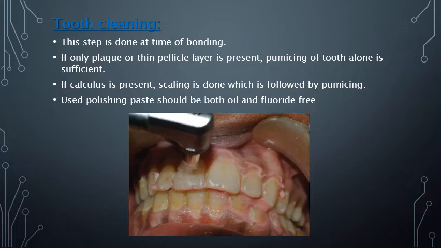Tooth cleaning. This step is done at time of bonding. If only plaque or thin pellicle layer is present, pumicing of the tooth alone is sufficient. If calculus is present, scaling is done, which is followed by pumicing. Used polishing base should be both oil and fluoride free.